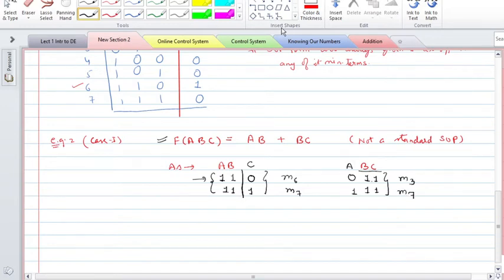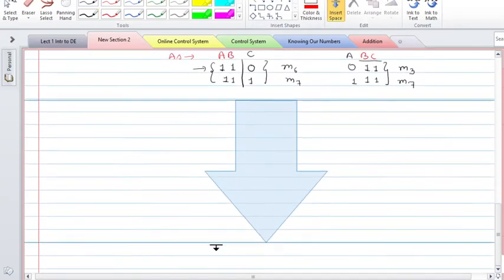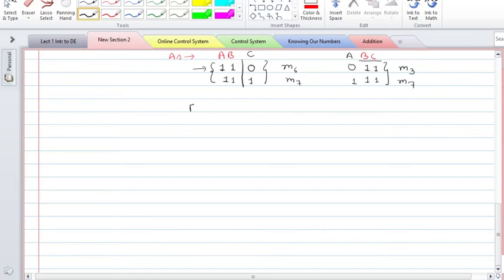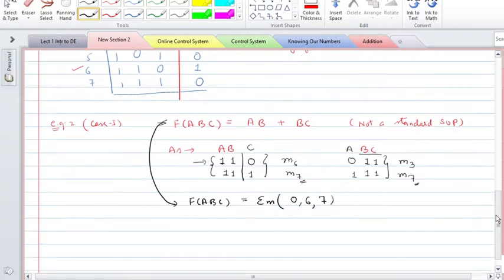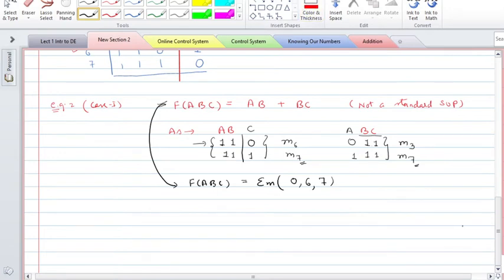So the truth table will be again the same. You can see here the function f of ABC. Which function am I talking about? This function can also be written like this, that is summation m 0, 6 and 7. No need to repeat 7 two times, because the 7 at this position and 7 at this position are same. Okay, so the truth table will be 1 for these min terms.